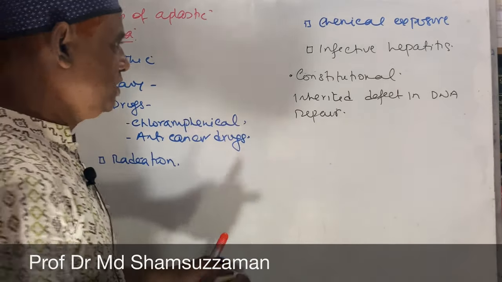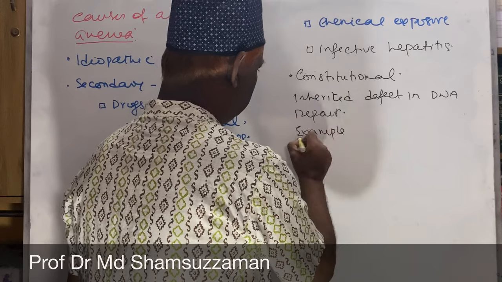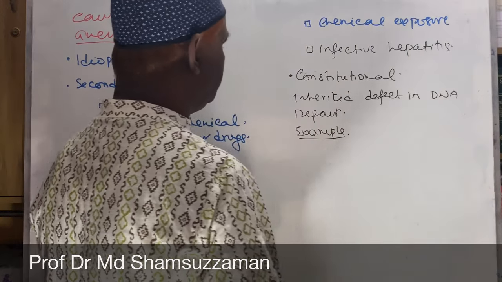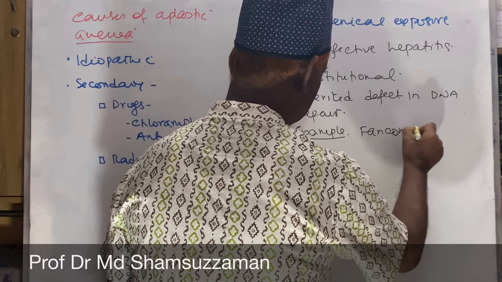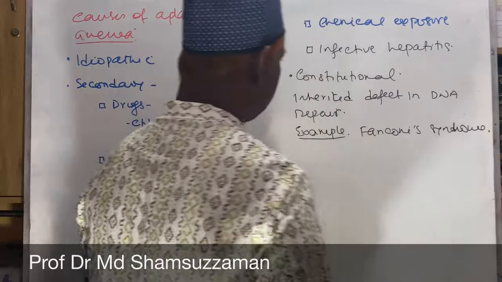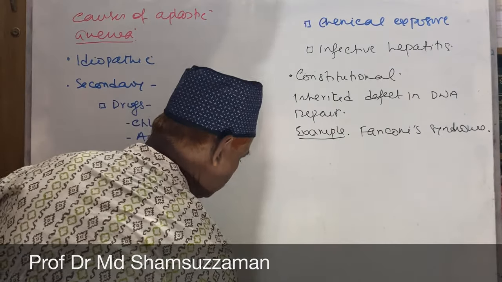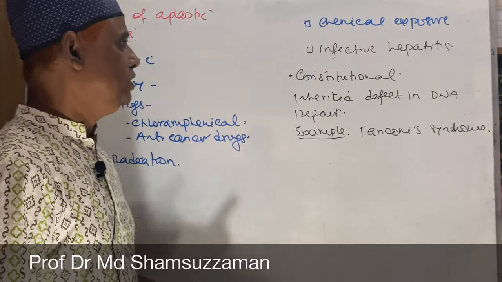Inherited defect in DNA repair. Example of inherited defect in DNA repair: Fanconi syndrome. So in Fanconi syndrome, the patient develops aplastic anemia, and it is nothing but an inherited defect in DNA repair.